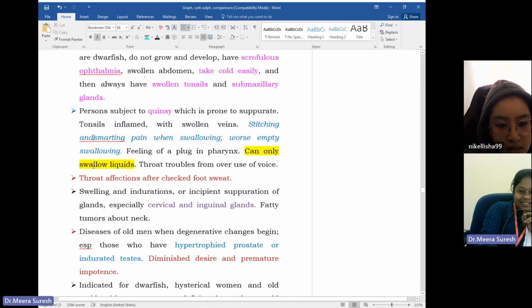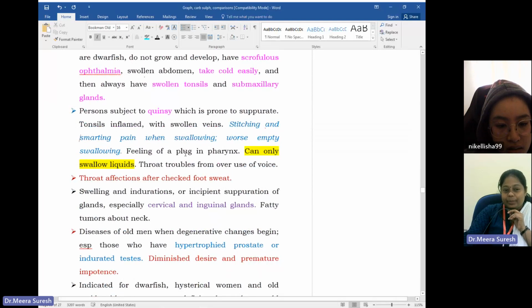Then tonsils which are inflamed with stitching and smarting pain when swallowing, aggravated from empty swallowing, and sometimes the pain radiates towards the ear region. This is an important feature: when they have throat complaints, they can swallow only liquids. When you study Lachesis, you see it is the opposite. In Lachesis, they have aggravation from swallowing liquids, but they can swallow solids easily. But in Baryta Carb, it's just the reverse.